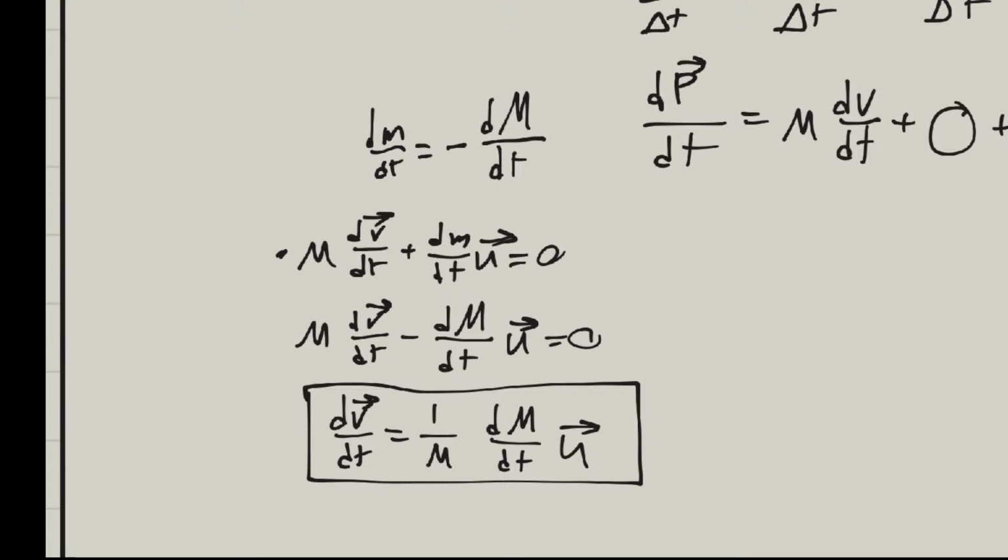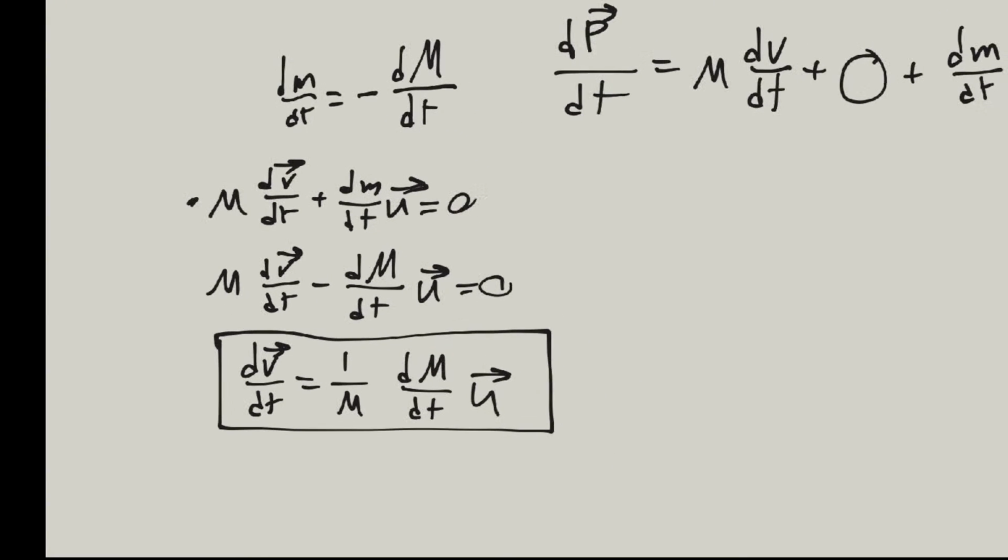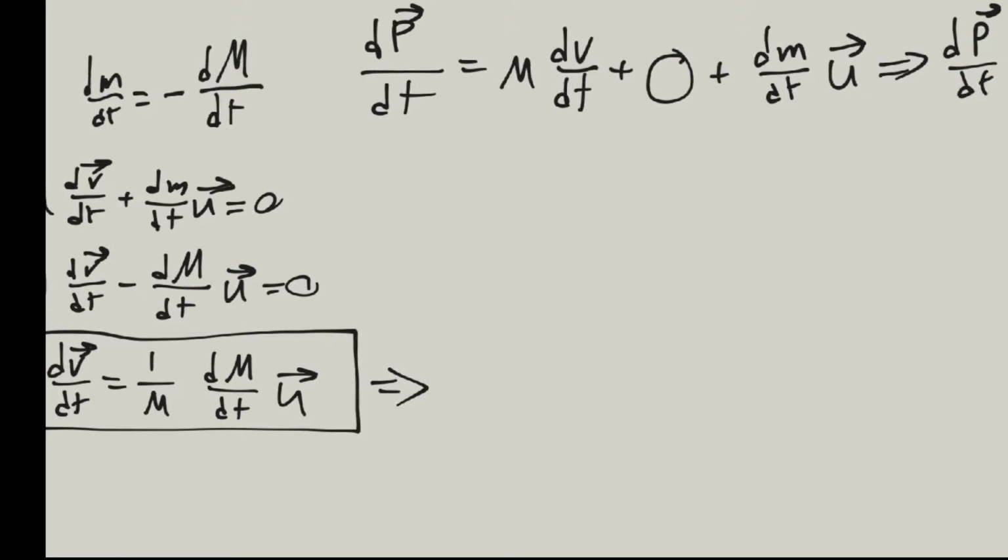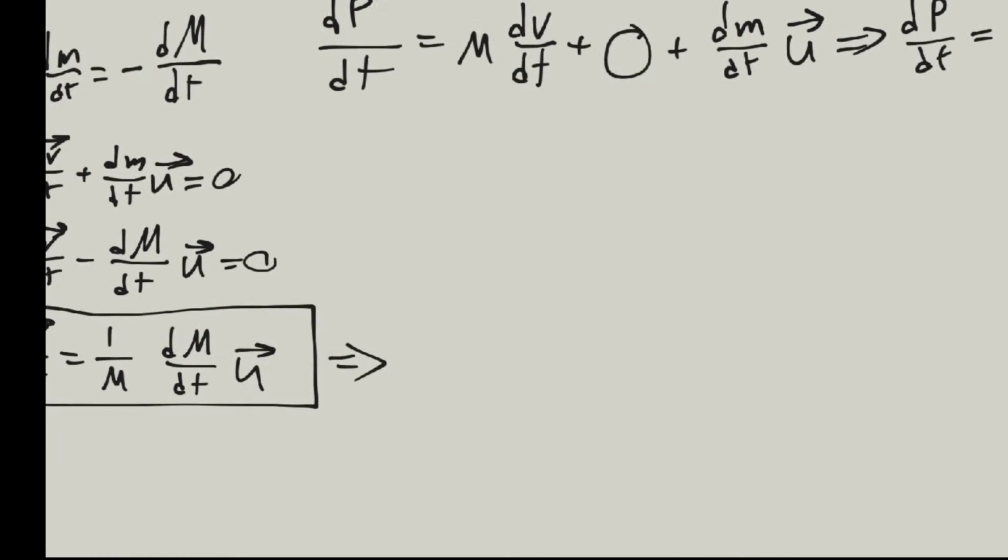Now let's take this even a little bit further, shall we? Let's say that if we know that dv equals 1 over m times dm over dt times u, then this tells us, and here we're going to use something that we haven't used before, at least not on this stream. Here we are going to use something called an integral.